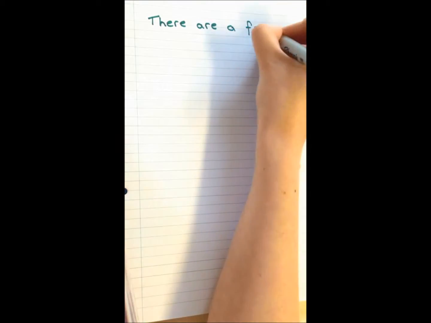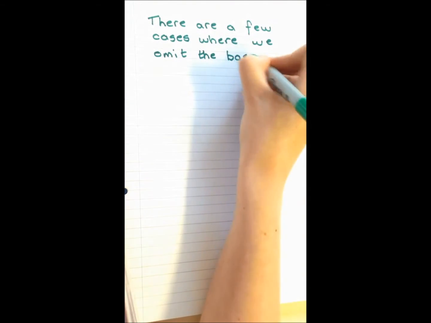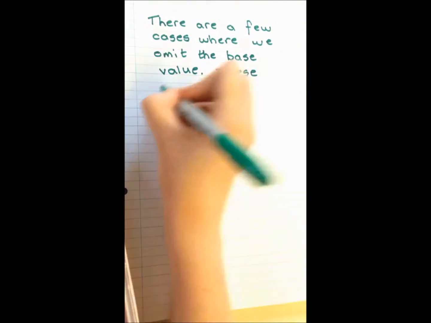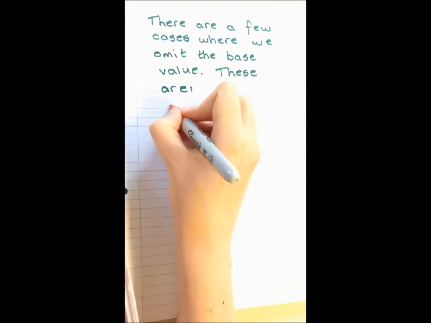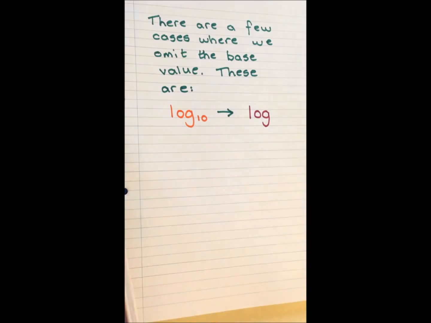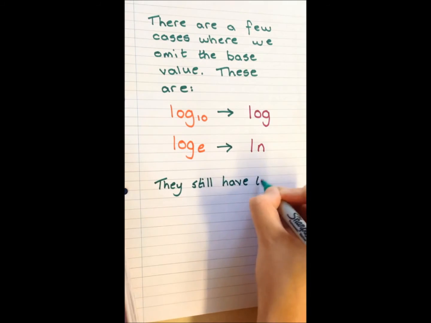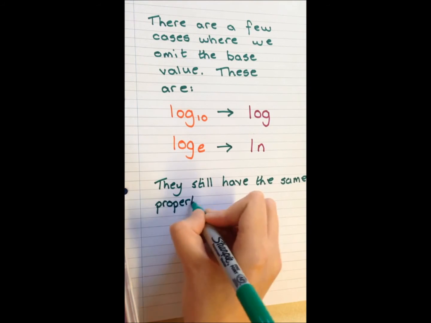There are a few cases where we choose to omit the base value. This is done for simplicity. The first of these is log base 10. We simply write this as log. The second is log base e, which we call the natural logarithm and write ln. They still have the same properties and obey the same rules as we've covered earlier.